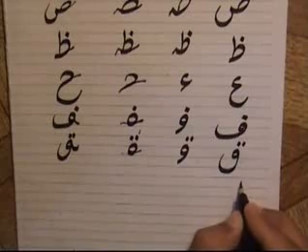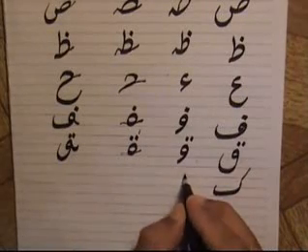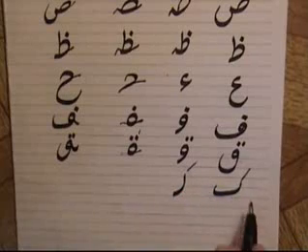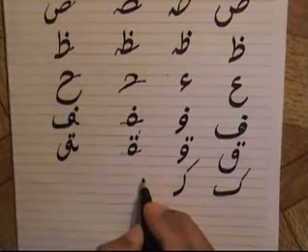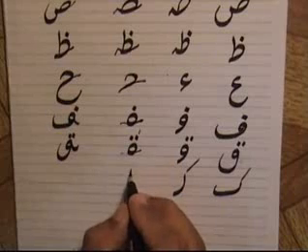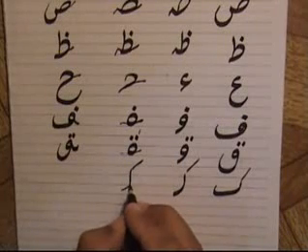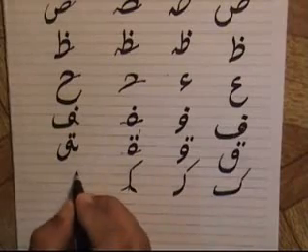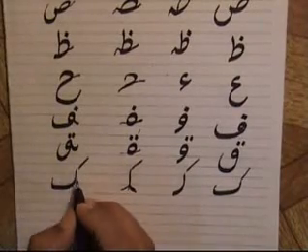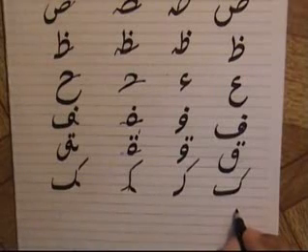Kaf and gaf. The initial position is only this much, this part of the kaf. The medial position is again, we have a connector here and we have a connector in the beginning, and the final position of kaf is again like this, and we have a connector here. Gaf is similar to kaf.